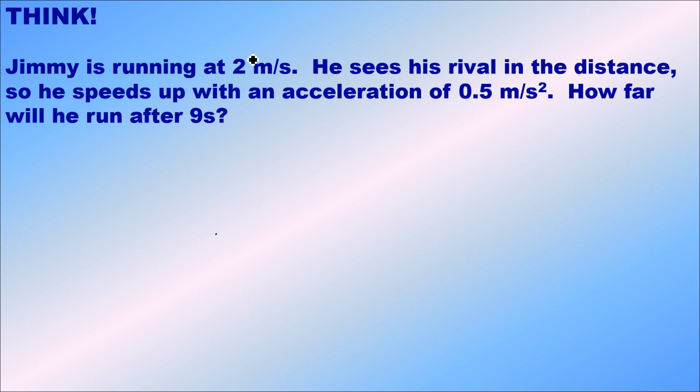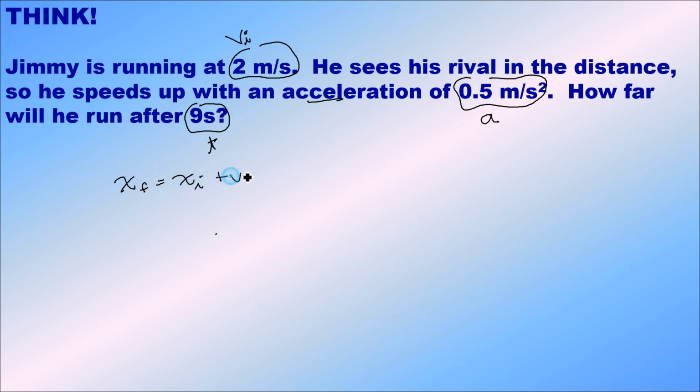All right, hopefully you went through the question and circled each important piece of information and attempted to label what type of information it is. Jimmy is running at 2 meters per second. So this is him at the start, and this is a velocity, an initial velocity. Then we are told that this 0.5 is an acceleration, so this is A. And we're asked how far will he run after 9 seconds, so this is a time. Since this is accelerated motion, we have to use this position formula that we just went over.